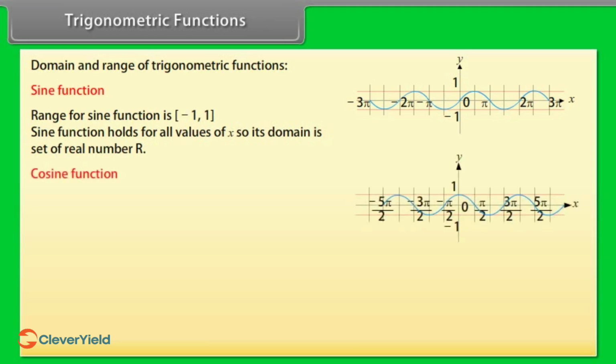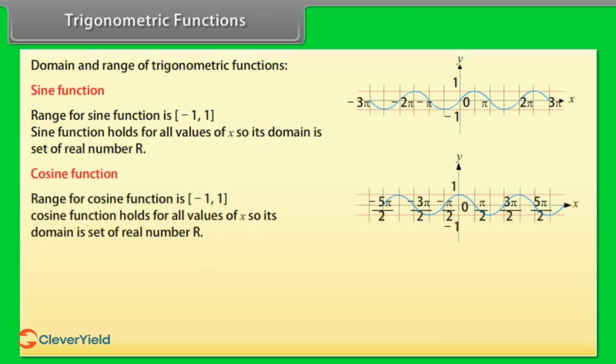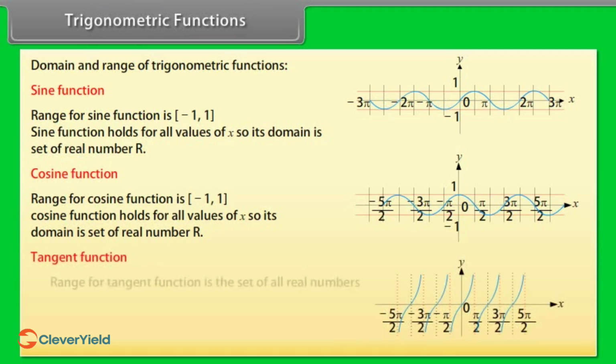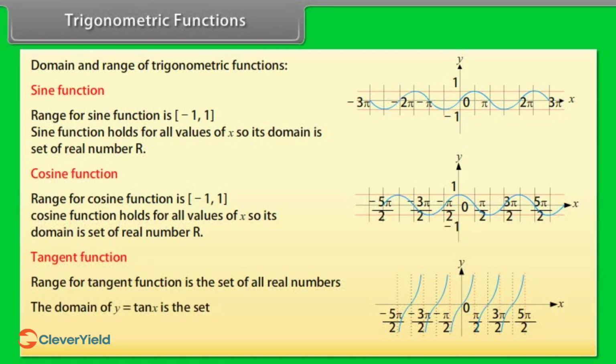Cosine function. Range for the cosine function is -1 to 1. The cosine function holds for all values of x, so its domain is the set of real numbers R. Tangent function. Range for the tangent function is the set of all real numbers. The domain of y equals tan x is the set x belongs to real numbers, x not equal to (2n plus 1) pi by 2, where n is any integer.